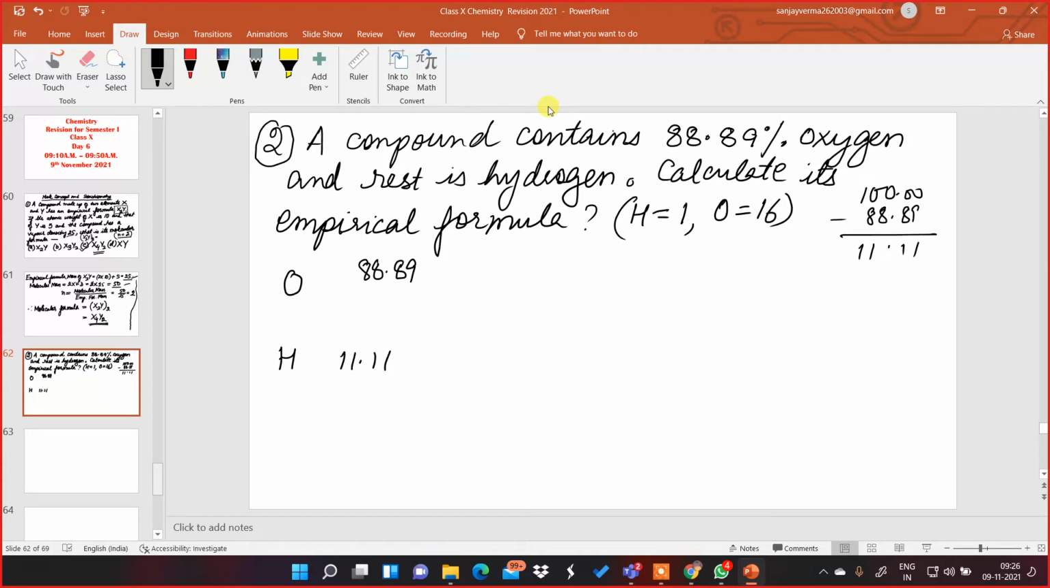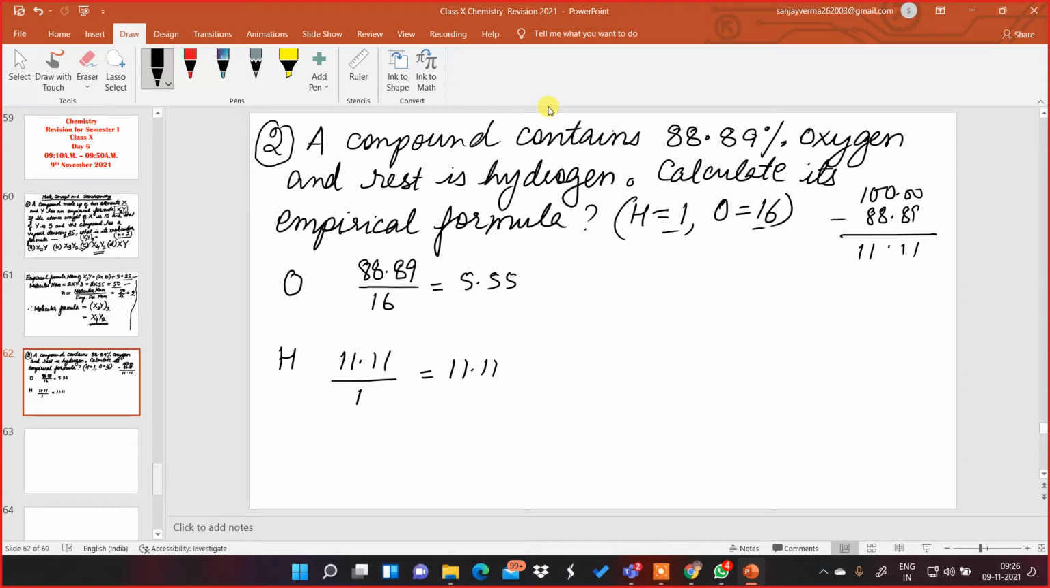Now we have to get the relative number of atoms. The relative number of atoms of oxygen is obtained by dividing 88.89 by 16, and the relative number of atoms of hydrogen is obtained by dividing 11.11 by 1. Upon simplification, for oxygen it becomes 5.55, and for hydrogen it becomes 11.11.